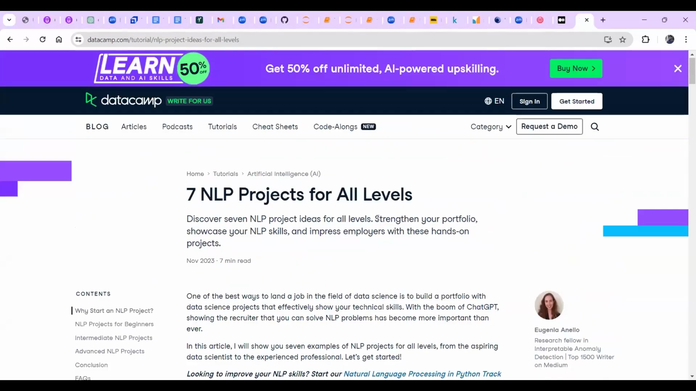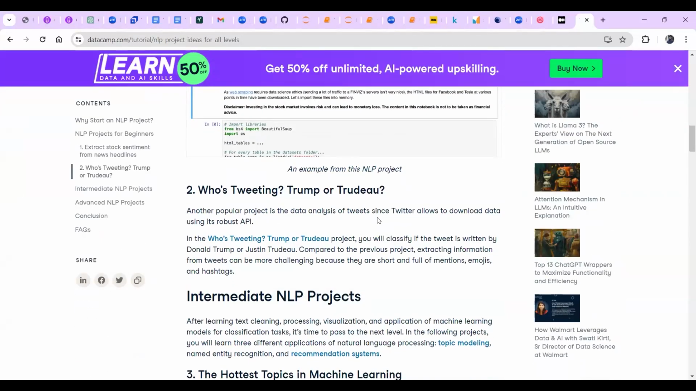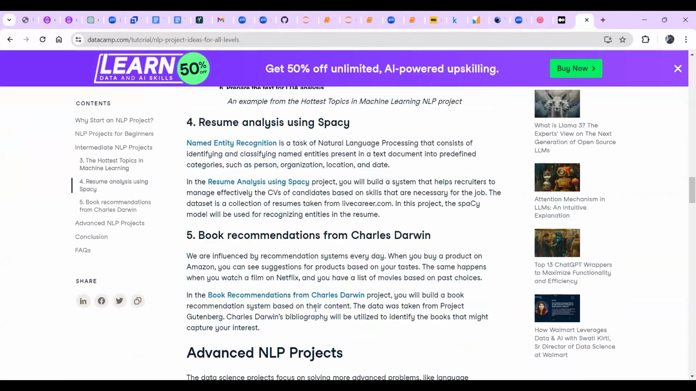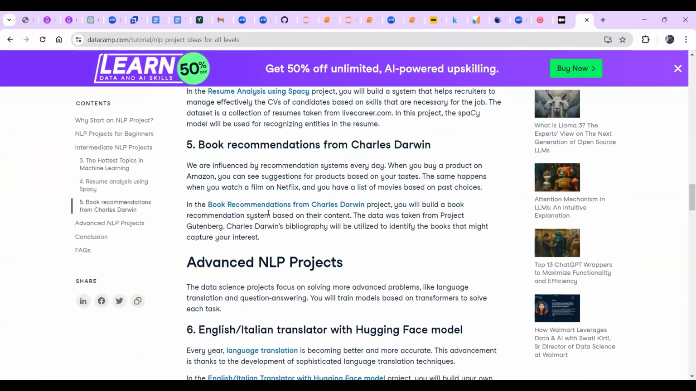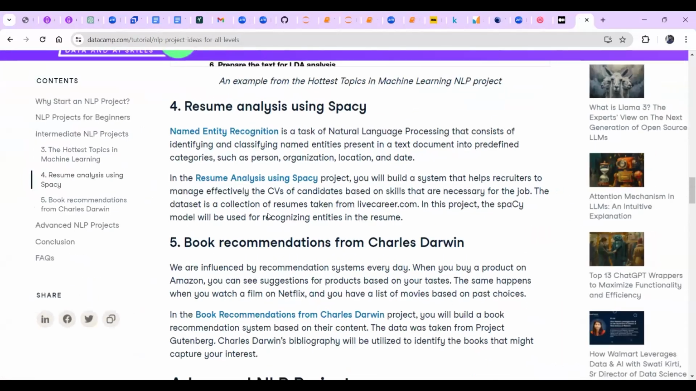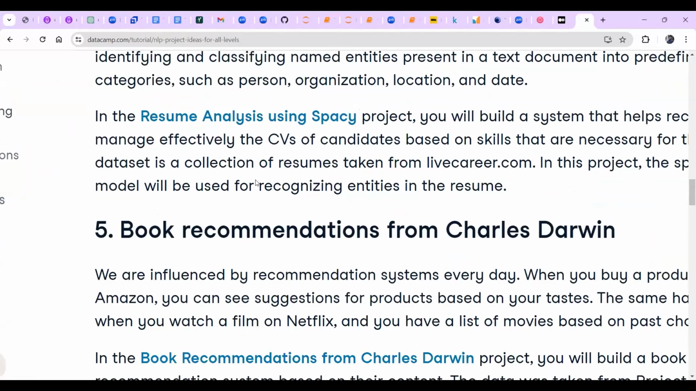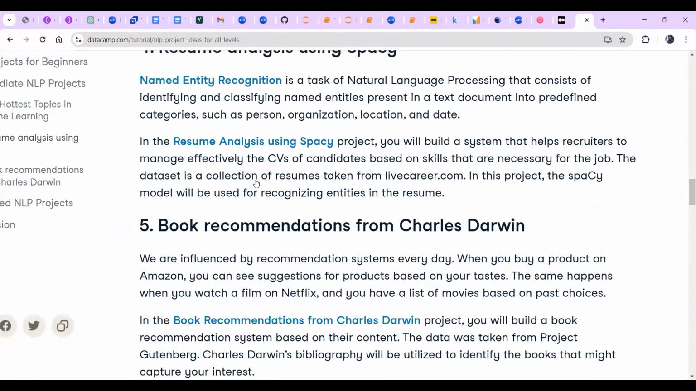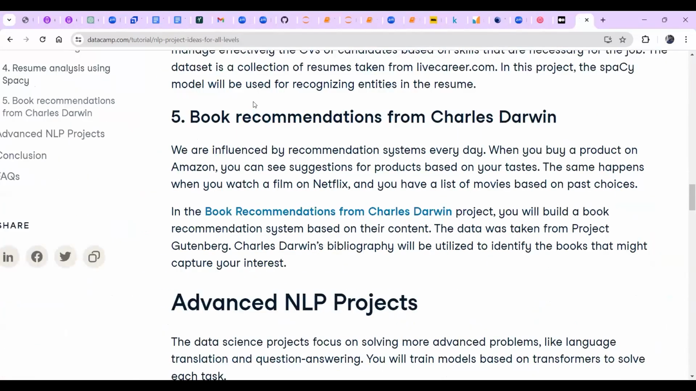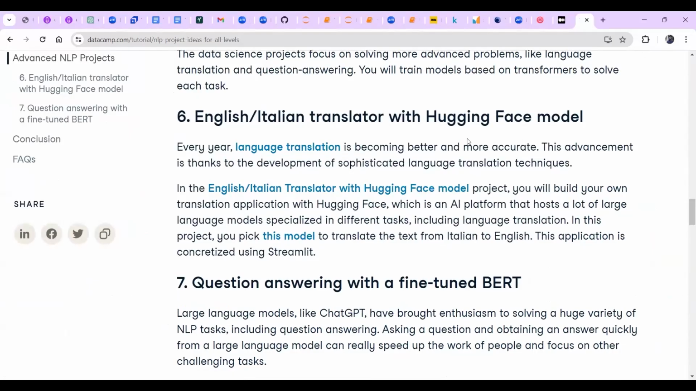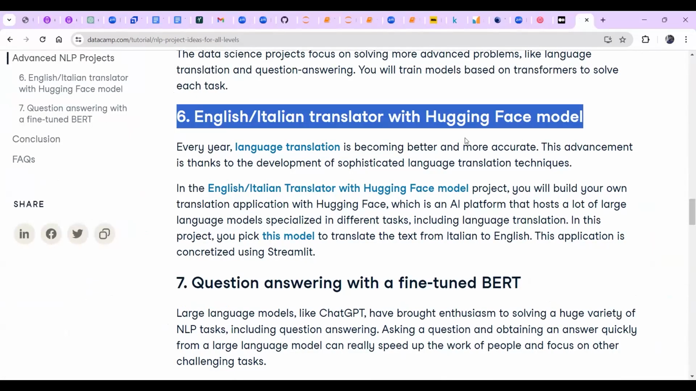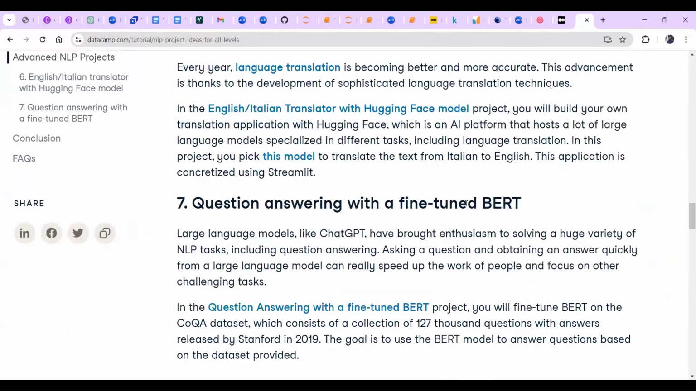Okay, so here there are some simple ideas that you can see. Something which we have already covered. This is your sentiment analysis. Then you have book recommendations, you have resume analysis. You can simply pick a data set and start playing around with this. This is language translation which is using the Hugging Face model. Hugging Face is based on Transformer. We are yet to discuss this.